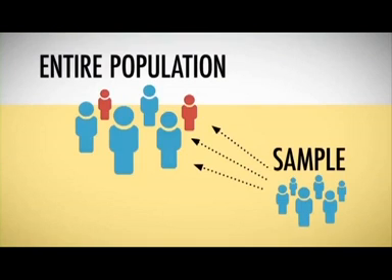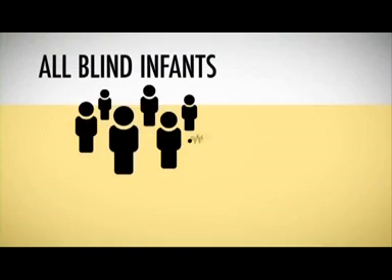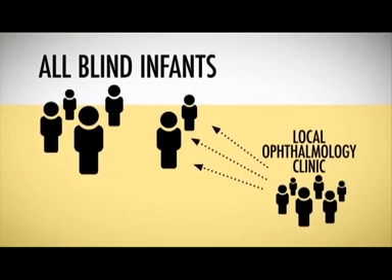However, the sample may not fully represent the population we intend to study, which could bring about misleading conclusions. If your population of interest is all blind infants everywhere, you might sample from a pediatric ophthalmology clinic in the area where you live. The crucial issue here is that your sample might not actually be representative of the entire population of interest. Maybe this ophthalmology clinic serves only wealthy patients, and you can't necessarily generalize the experiences of the blind infants in wealthy families to all blind infants everywhere.